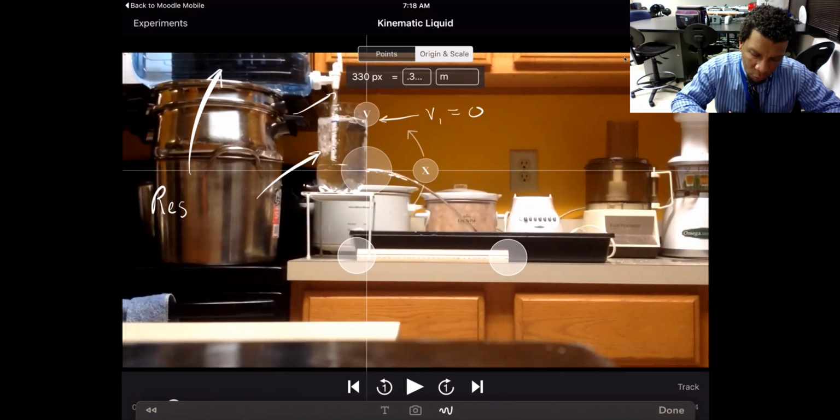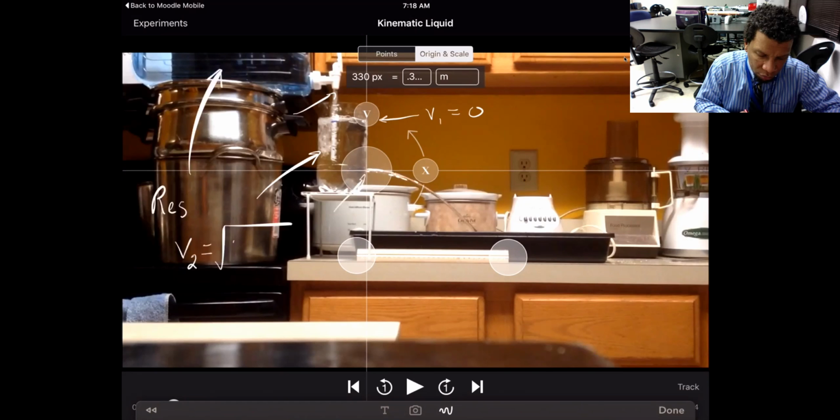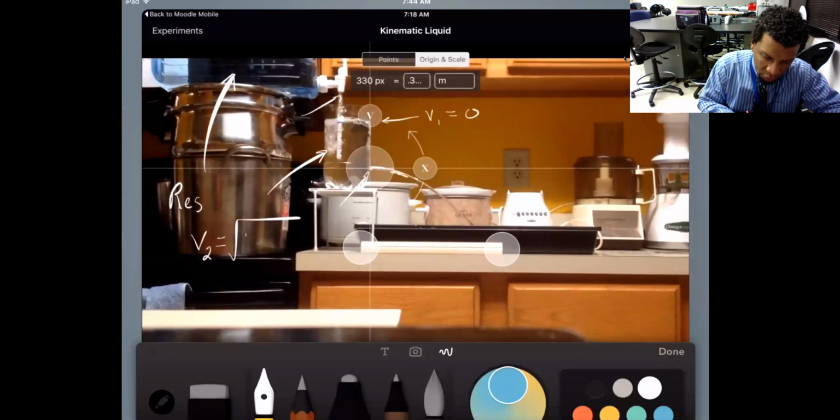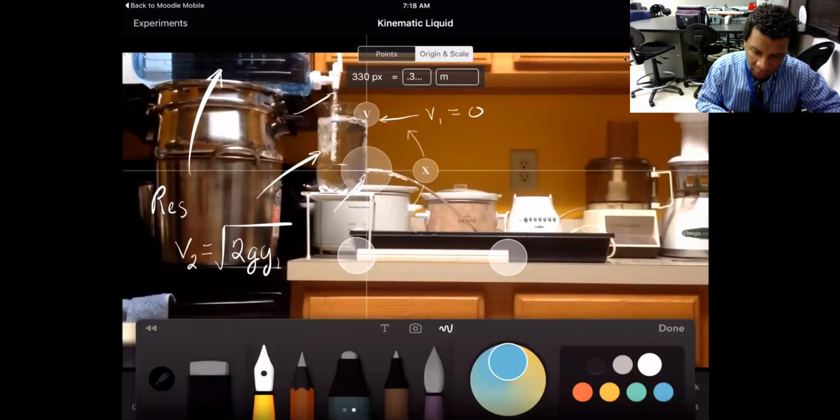And now we can calculate the initial velocity, or the velocity coming out of the orifice, using this equation. This is V sub 2 equals the square root of 2gy1. Now we need a method to make sure we know the actual velocity coming out.